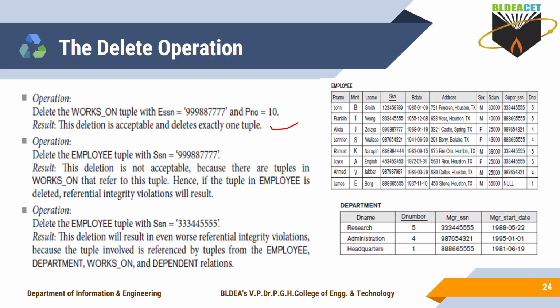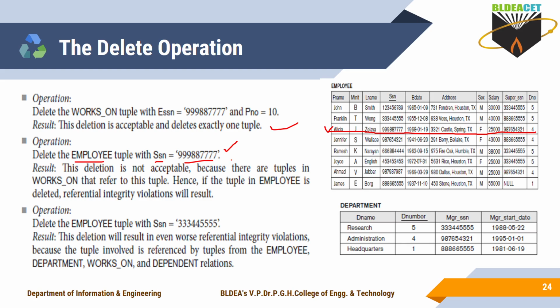Sometimes you may make mistakes, and then you get an error message. Let's see: delete, with EMPLOYEE as the relation name, DELETE as the keyword, tuple with as the keyword, then the attribute name equal to the attribute value, where SSN is 999887777. Yes, that SSN is here. This particular tuple I want to delete, so I use this delete operation. When I execute this one, it gives the error message.